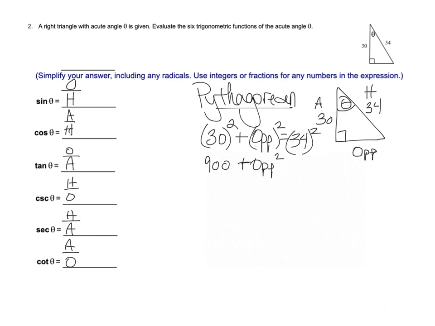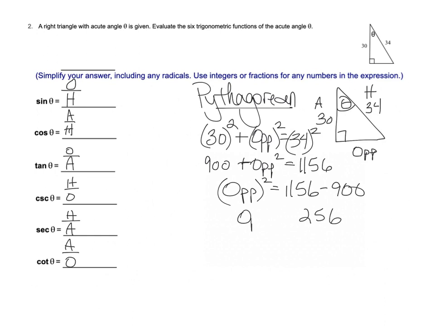34 squared is, let's see, 1156. All right, so let's solve for the opposite side. I'm going to subtract 900 over to the other side. That leaves me with 256. So opposite squared equals 256.